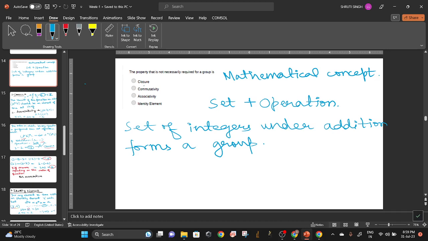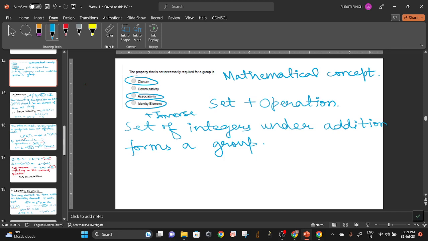What I told you: closure, first property. I told you associativity. I told you identity element. These three plus inverse, these have to be there. If any one of them is not there, then it cannot be called a group. So these are the must properties.